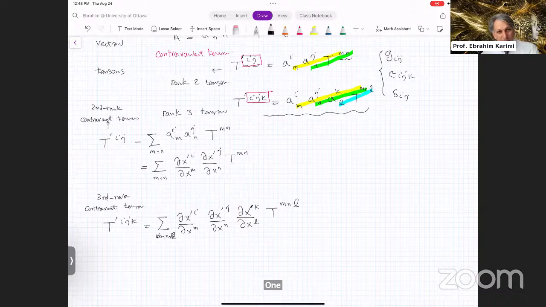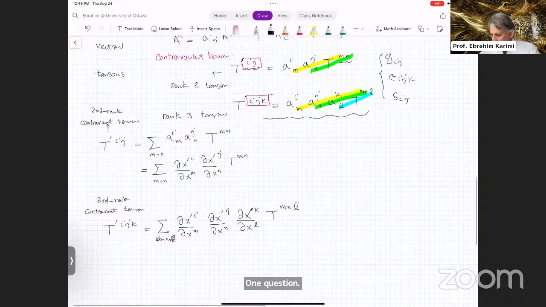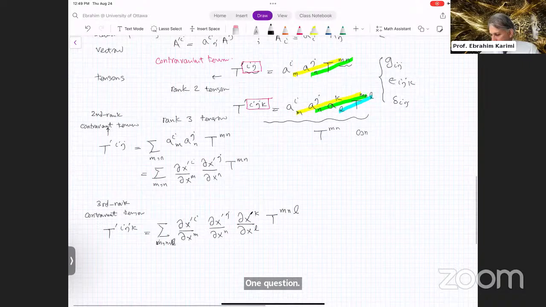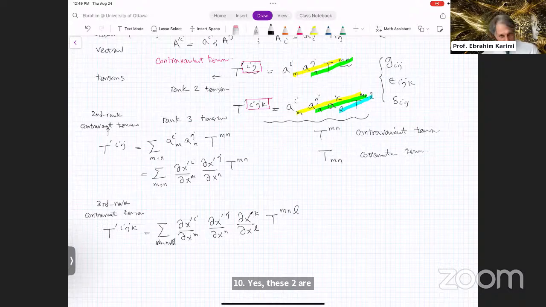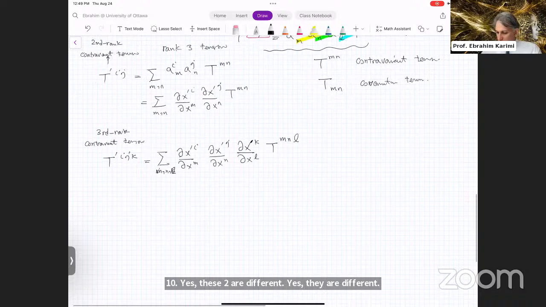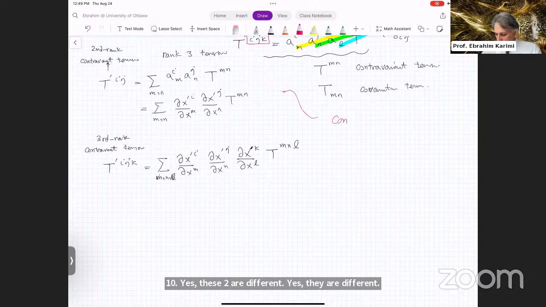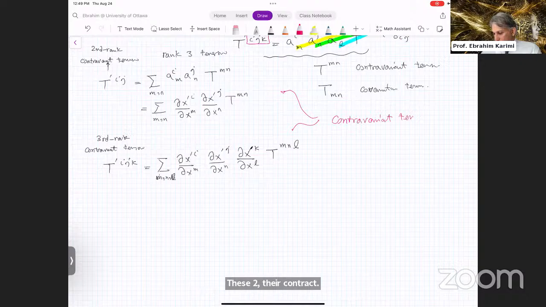Mohammed, what do you mean by T^mn being different from T_mn? As I say, T^mn is the contravariant tensor, right? While T_mn is the covariant tensor. Yes, these two are different. And now, as I say, these two are contravariant tensors.